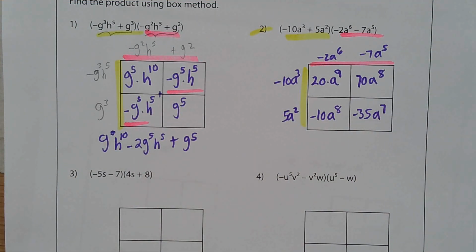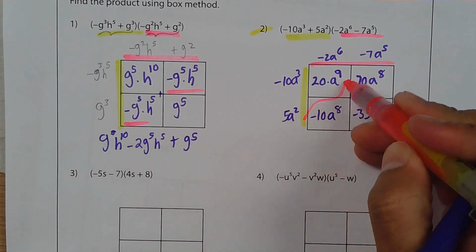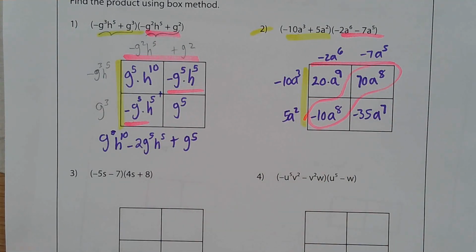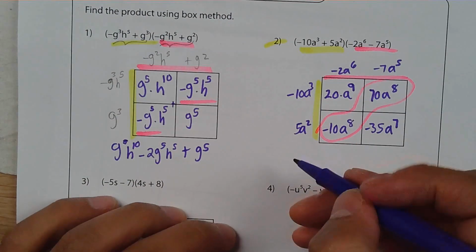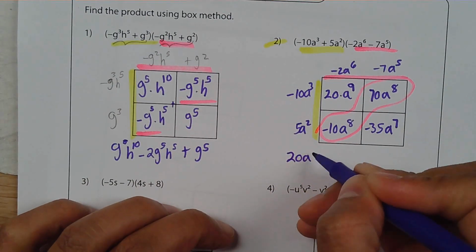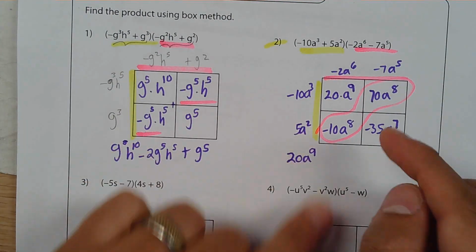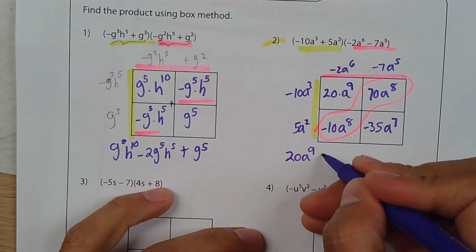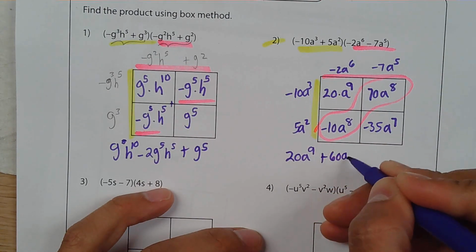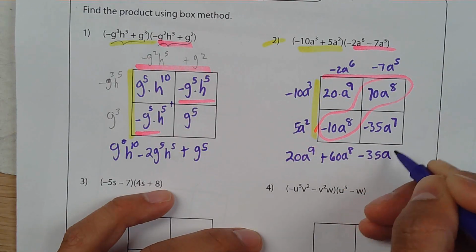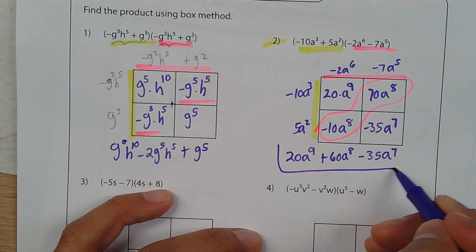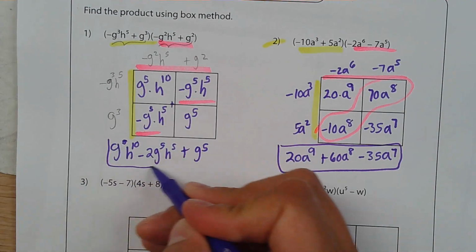Okay, and I can combine like terms now. I can combine the diagonals here. I can combine that. And that will be, well, I'll rewrite this one and those. So that's going to be 20 a to the 9th, negative 10 plus 70 will be positive 60 a to the 8, and just rewrite this one, minus 35 a to the 7. Make sure you're boxing your answers.